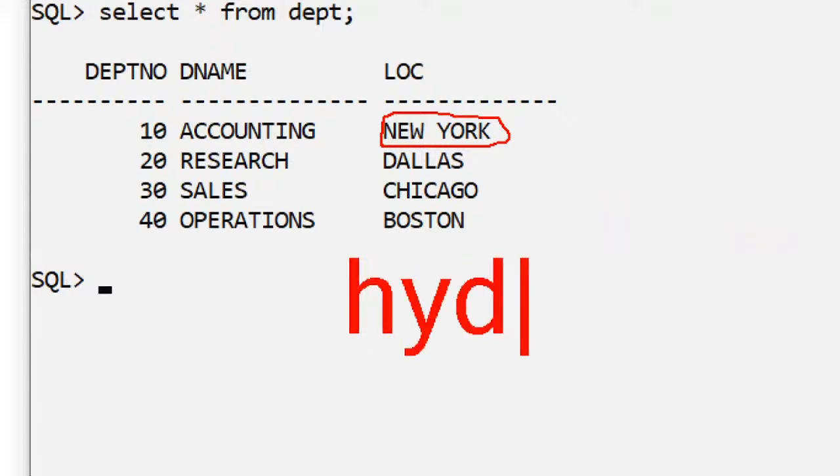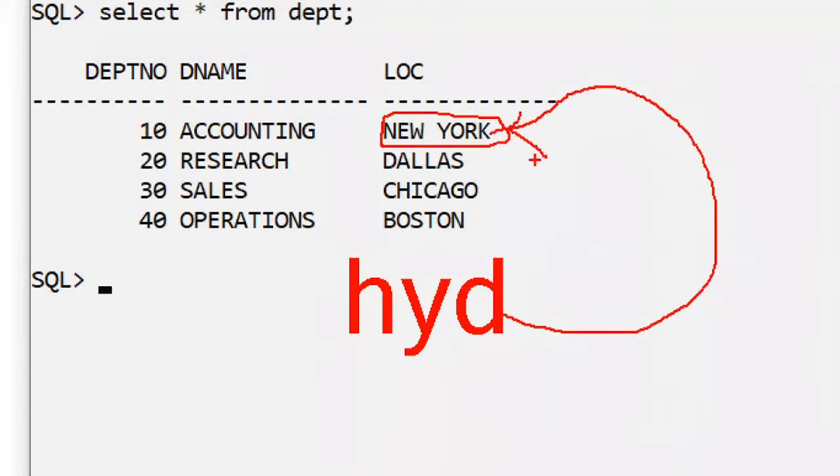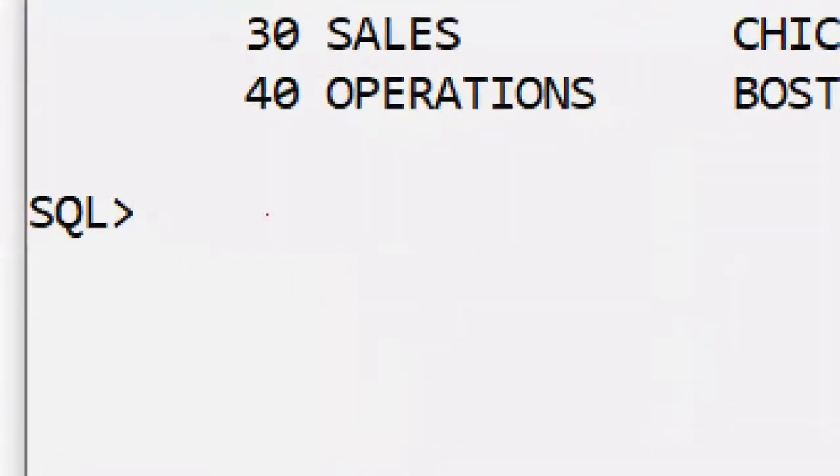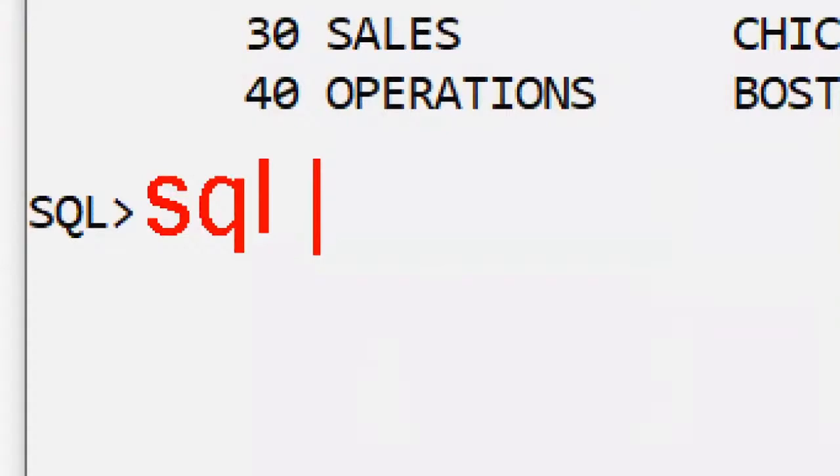For example, maybe now here. Suppose I want to change this New York location into Hyderabad as a location. I want to change it in this relational database. How can I do it? Just in the SQL prompt only, the SQL language we are using. SQL language is a very easy language. How? I will tell you.